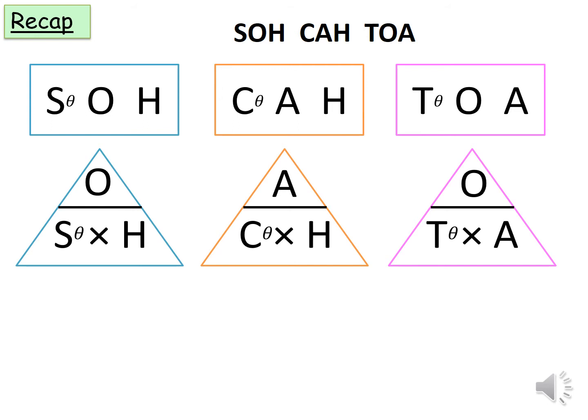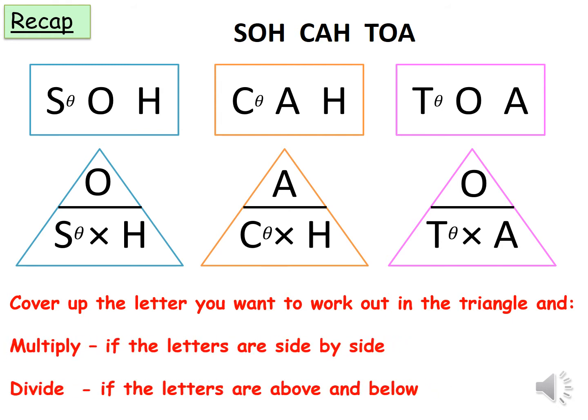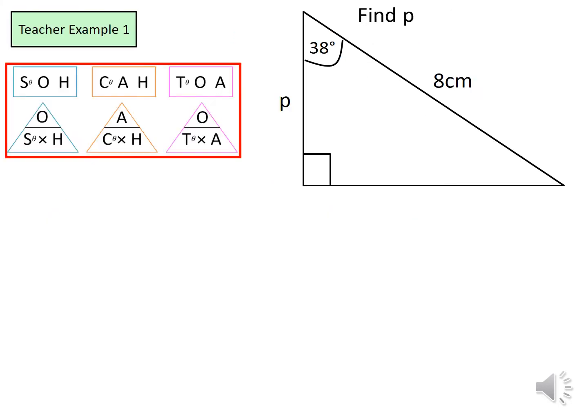How you're going to do that is using a mnemonic, SOHCAHTOA. Alright, the method to use is to cover up the one you want to work out for each triangle. You need to multiply them if they are side by side, and you need to divide them when one letter is above the other. Alright, now let's look at this example. We need to find the missing length.